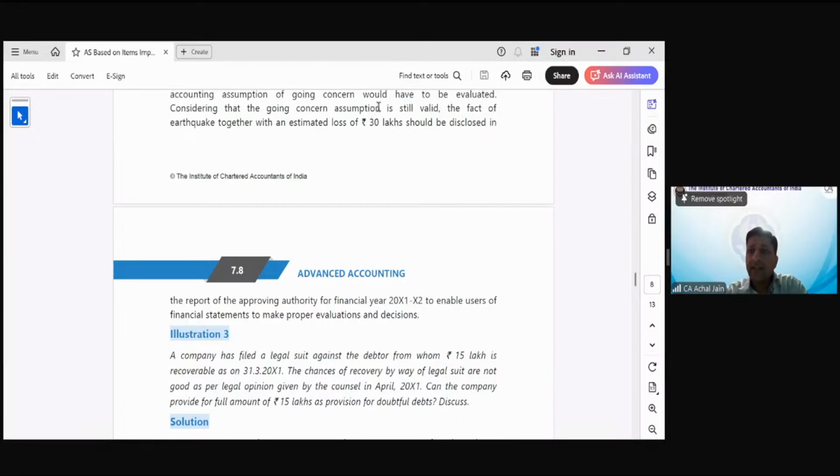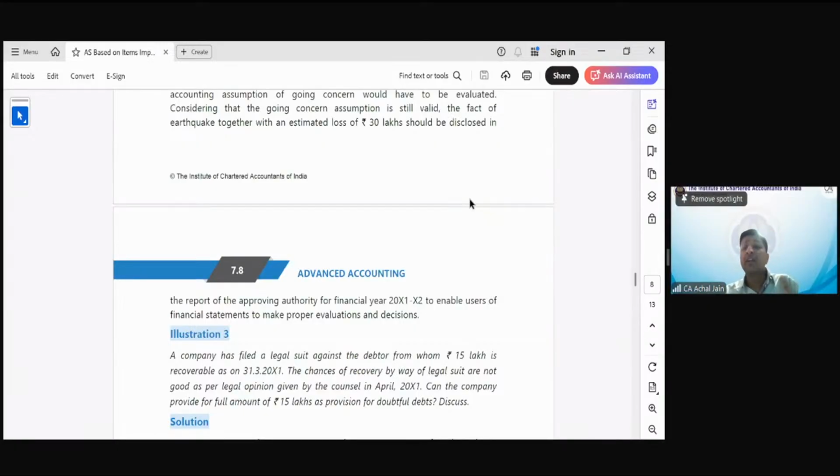Okay, great. I think Devu, Anil, they are all saying it's an adjusting event. And what makes you say it's an adjusting event? So what is the event which is taking place after the balance sheet date? Tell me. So the event which is taking place after the balance sheet date is the legal opinion received from the council.